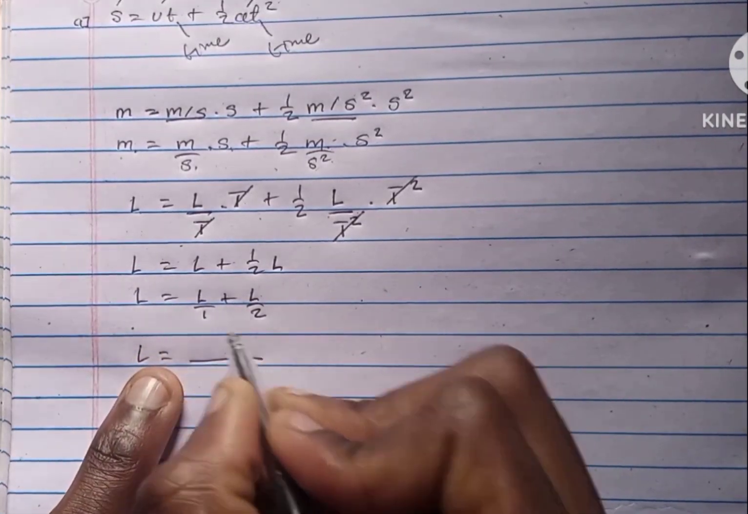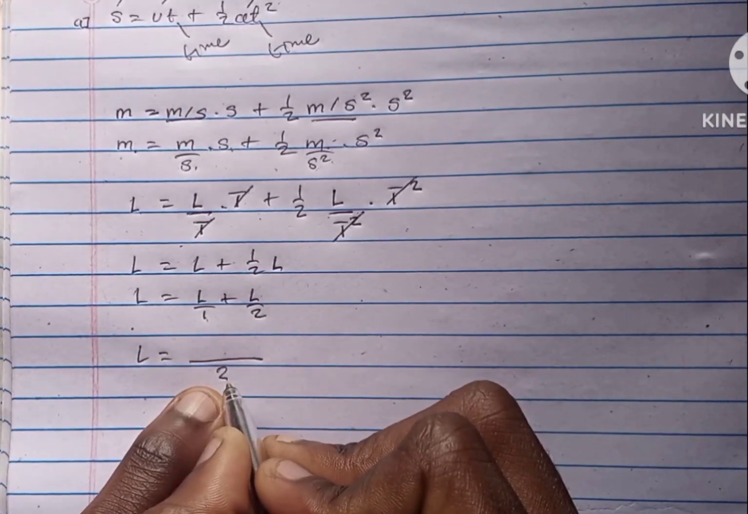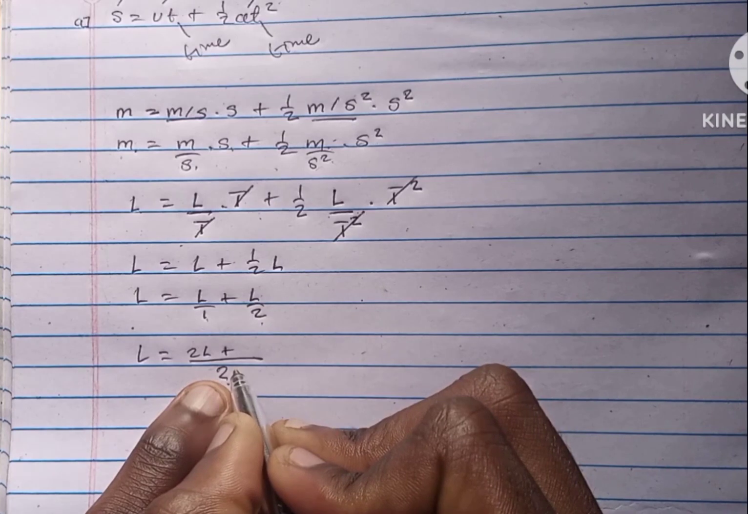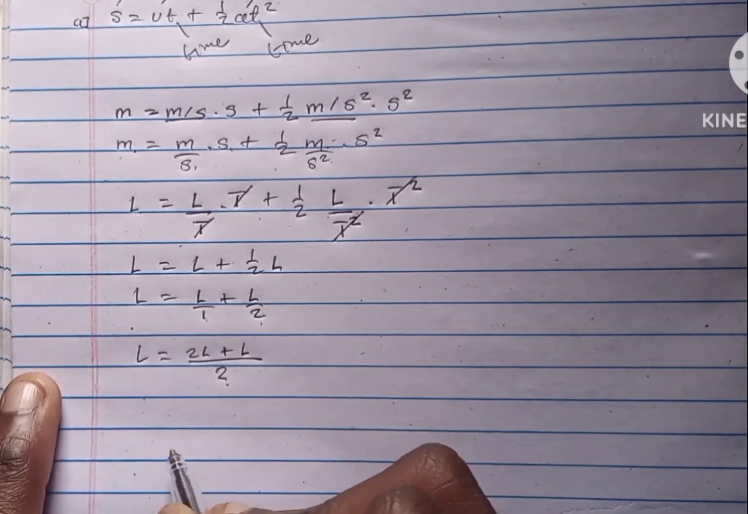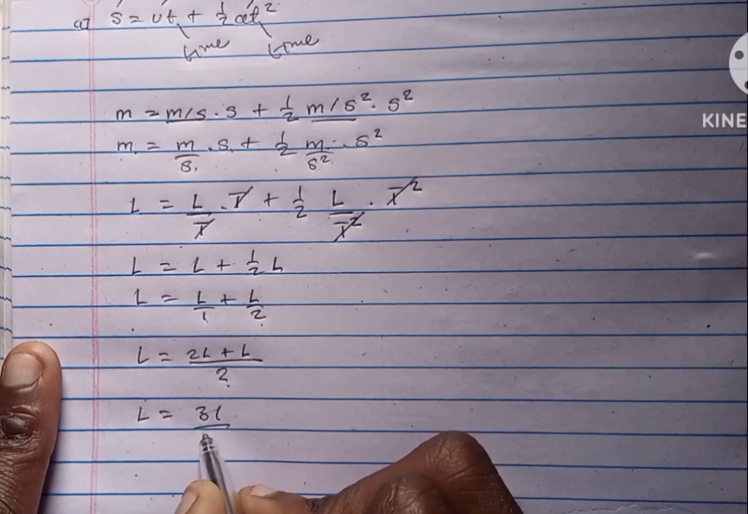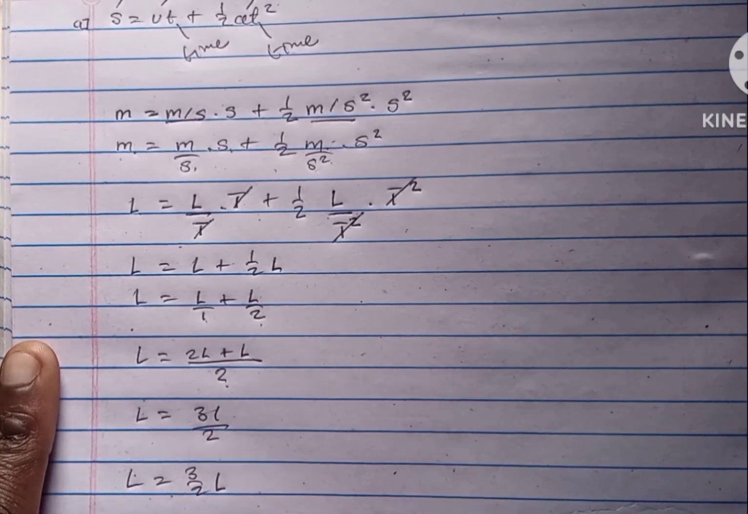So L is equal to, the common denominator here is 2. So 1 into 2, that's 2. 2 times L, that's going to give us 2L, plus 2 into 2, that's 1. 1 times L, that's L. L is equal to 3L over 2. So L is equal to 3 over 2 L.